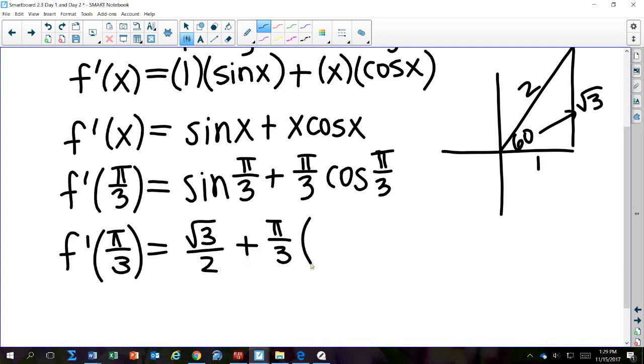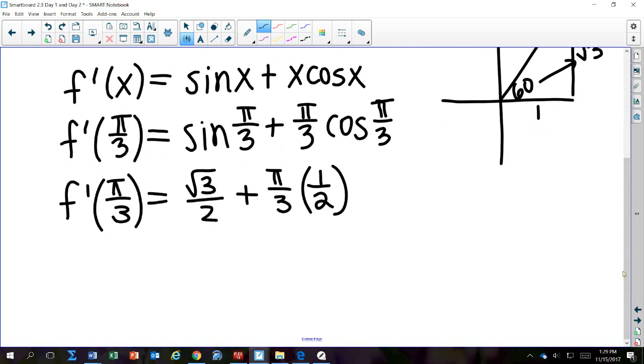Connor, coming over to you. 60 degrees. Pi over 3 is 60 degrees. Yes, what's the cosine of pi over 3? Oh, 1/2. 1/2. Any questions there? Okay, so now we just need to rewrite our final answer.